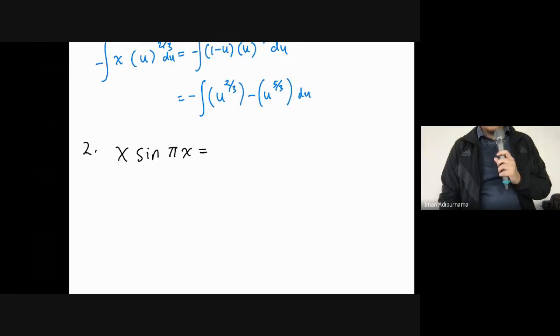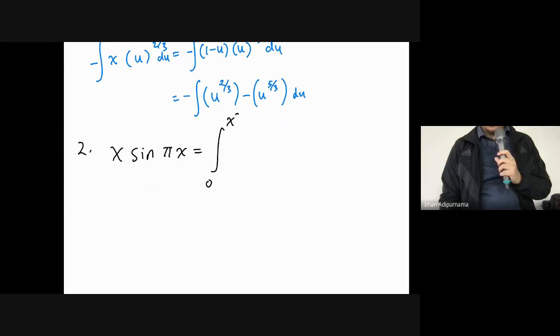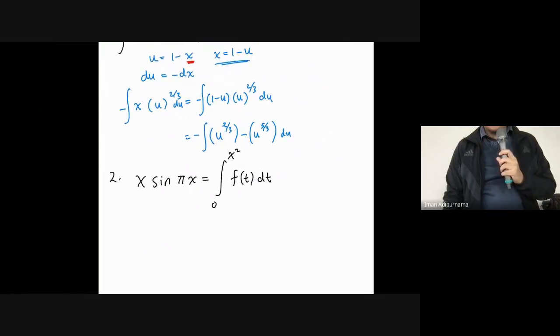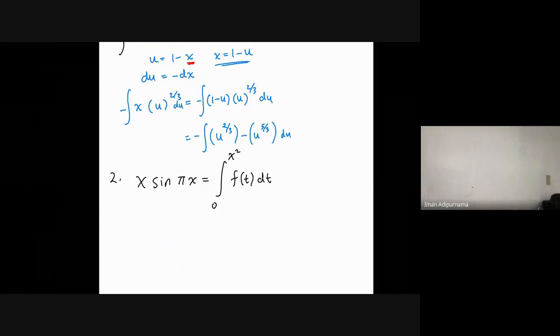Number 2 is you have x sine pi x, the integral from 0 to x squared of f(t) dt. I will give you some time to think and maybe write the other parts. So I give this u to the 2/3 and 5/3. Please solve this. I think it's not too difficult, right? Just make the reverse of the power rule.